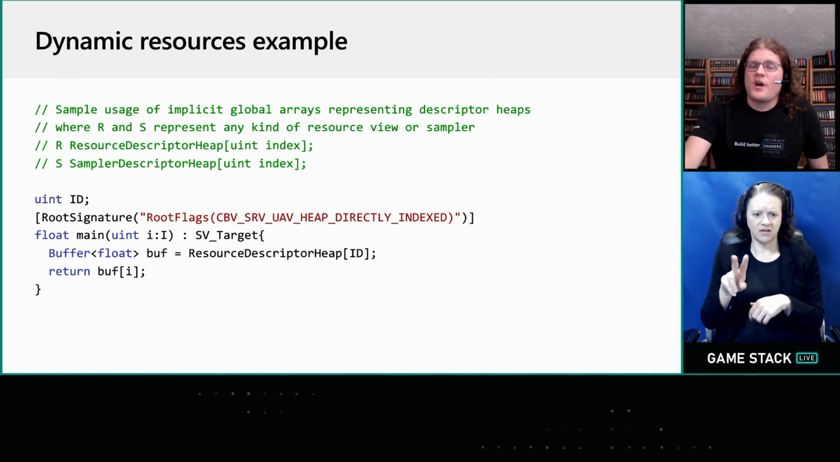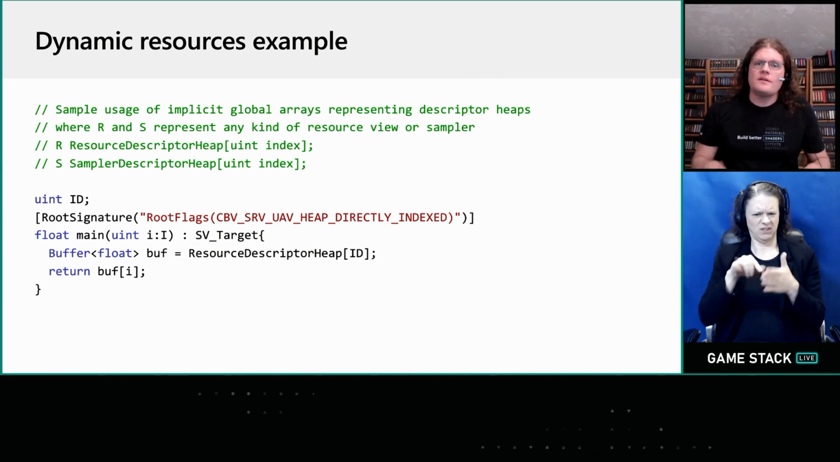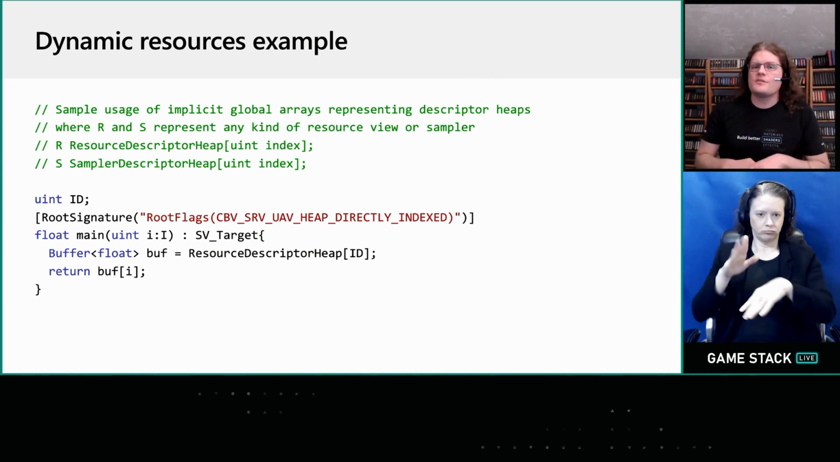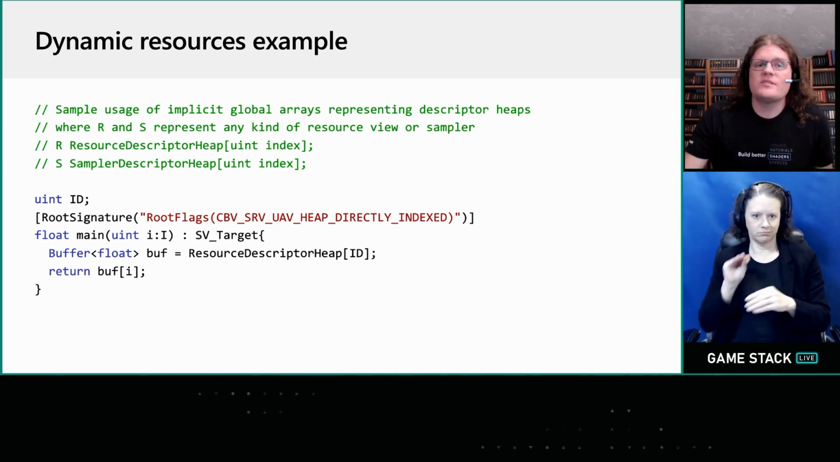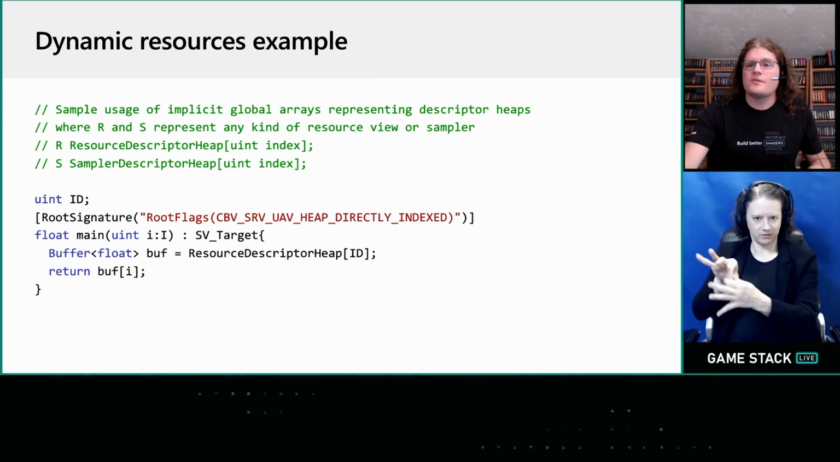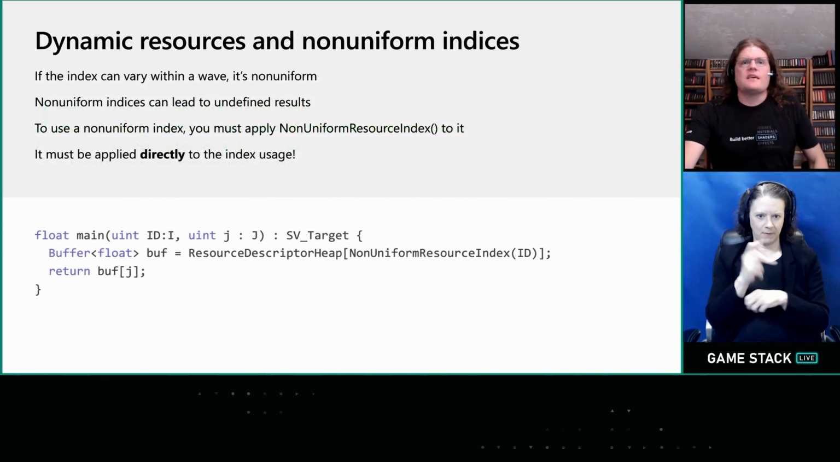This flag is probably unfamiliar to you because it is new, and it is required in order to make use of these, to give an indication: hey, look, I know I haven't specified any resources, but they're coming. In this case, we simply index into the resource heap to get the resource and return it. Not a very useful shader, but it demonstrates the example.